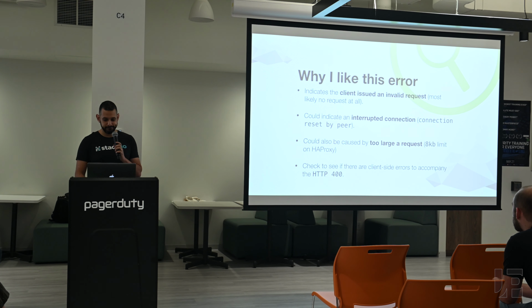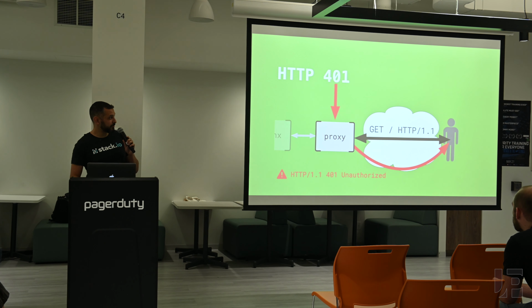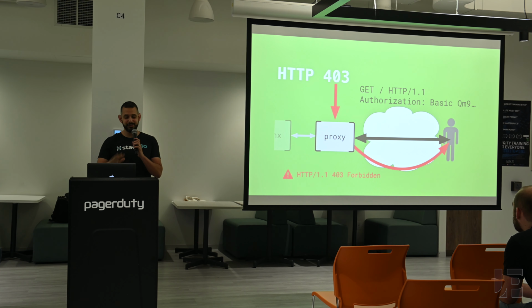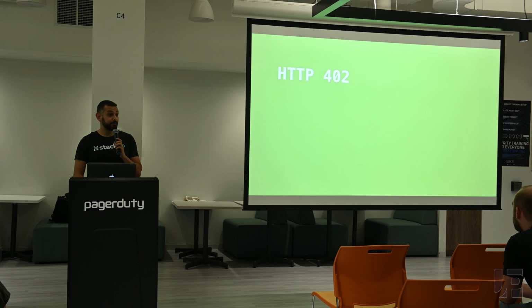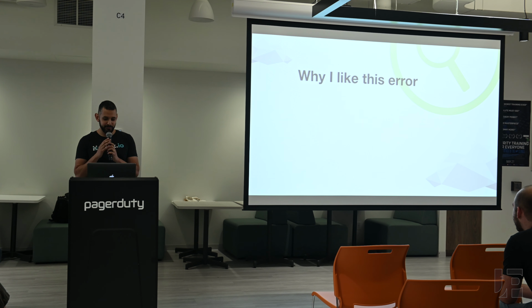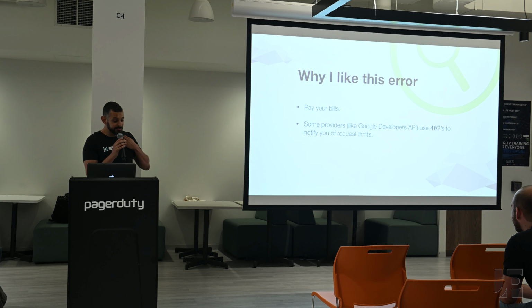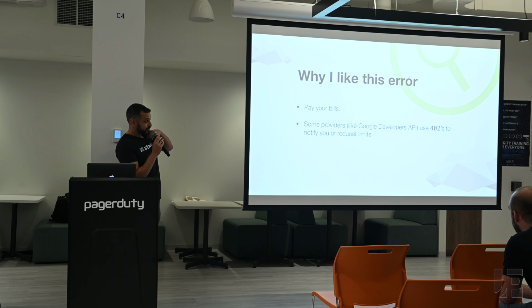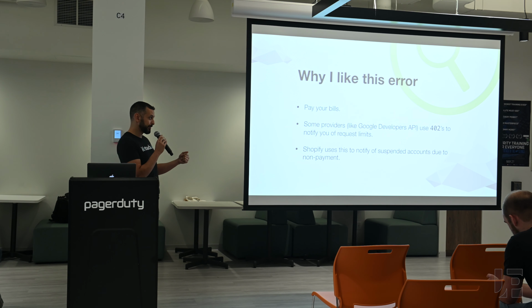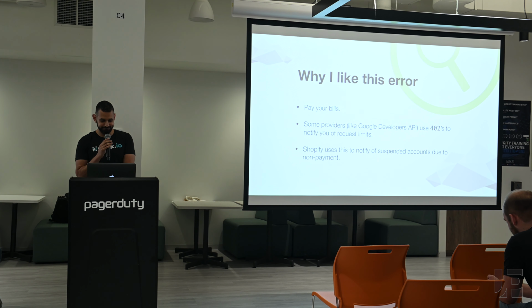I'm going to quickly go through these ones that we all know. 401, which is basically you need credentials to get into this site over here. And then you have your 403 that says, I see your credentials, you're still not in. Got 402s, which I actually really like because it's payment required. Very blatant, right? Basically, you got to pay your bills when you get this error. Some providers, like Google Developers API, use 402s to tell you that you're hitting some request limits in there. And I know that Shopify, for example, uses this to notify the world that you haven't paid your bills. Pretty blatant on their part.